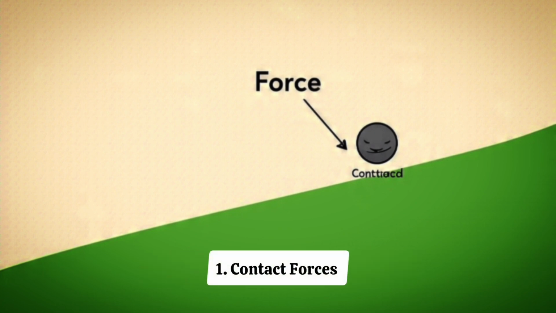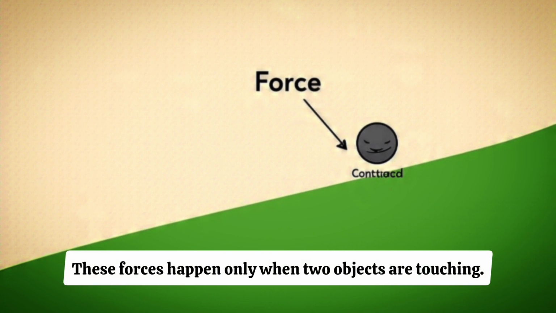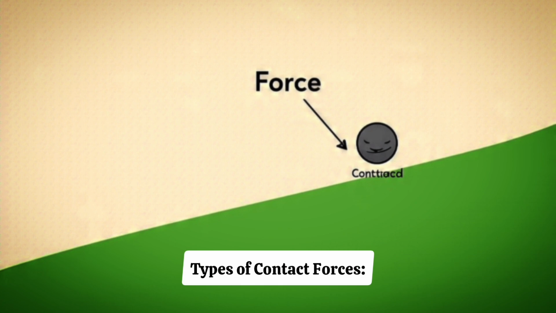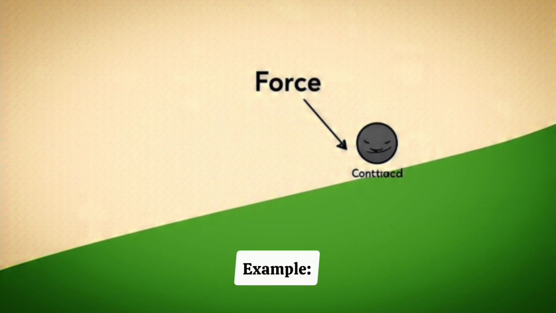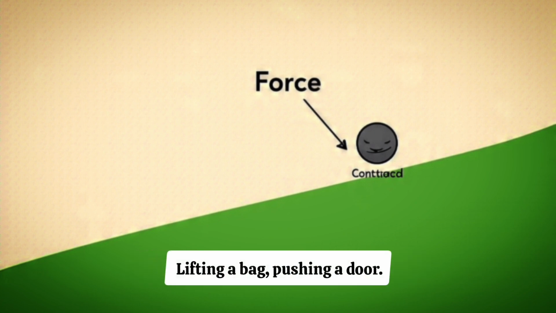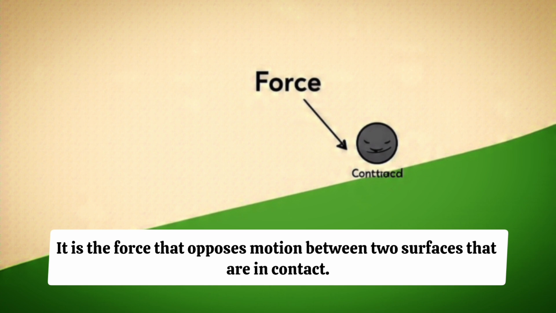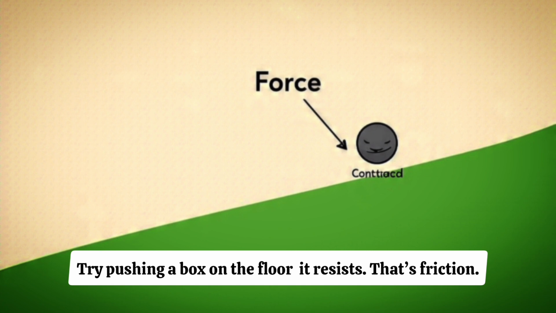1. Contact forces. Forces that require physical contact. These forces happen only when two objects are touching, like when you push a table or pull a trolley. Types of contact forces. A. Muscular force. This is the force applied by our muscles. Example: lifting a bag, pushing a door. B. Frictional force. It is the force that opposes motion between two surfaces that are in contact. Example: try pushing a box on the floor, it resists.